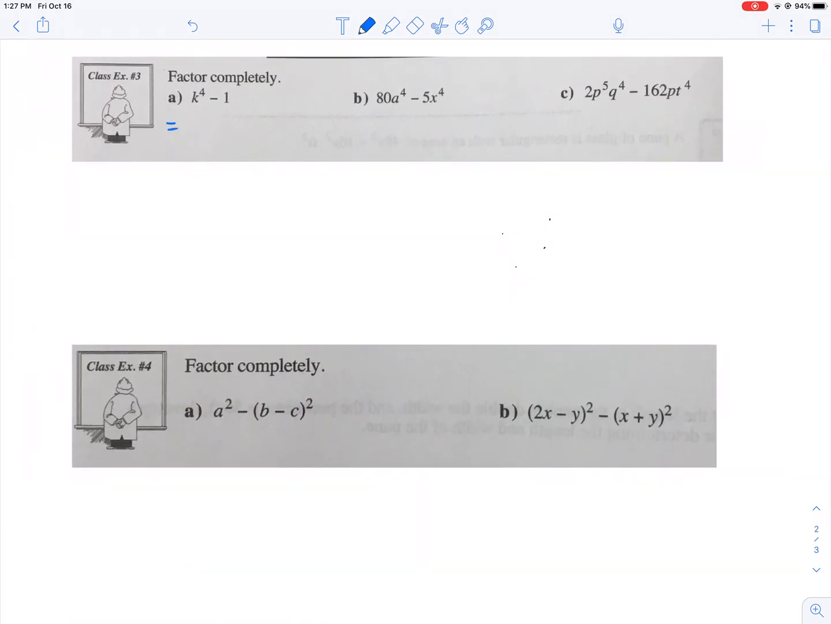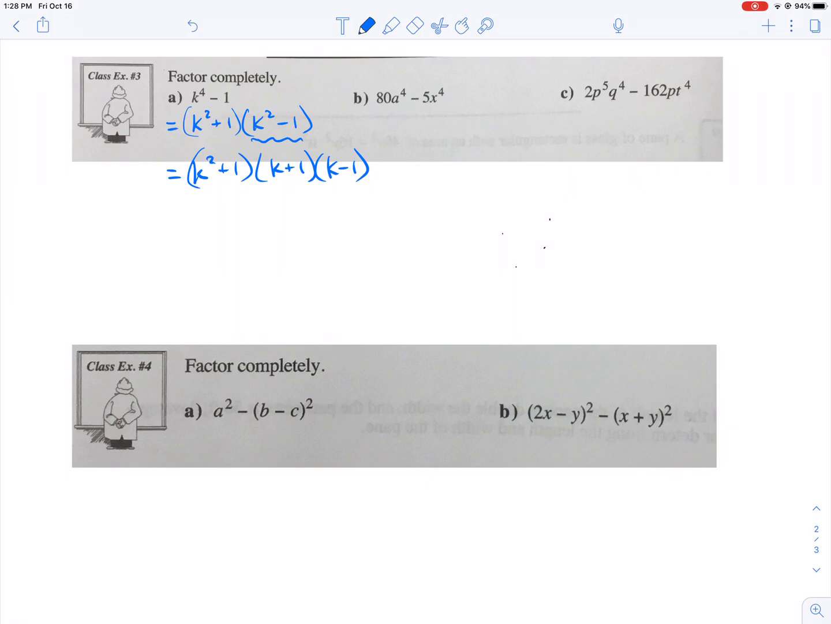Okay, let's factor this one. Here we have a difference of squares, right? K to the 4 is k squared times k squared, and 1 times 1, and the negative. But we can't leave it like that. That is also a difference of squares, so we're going to do this. K plus 1, k minus 1.